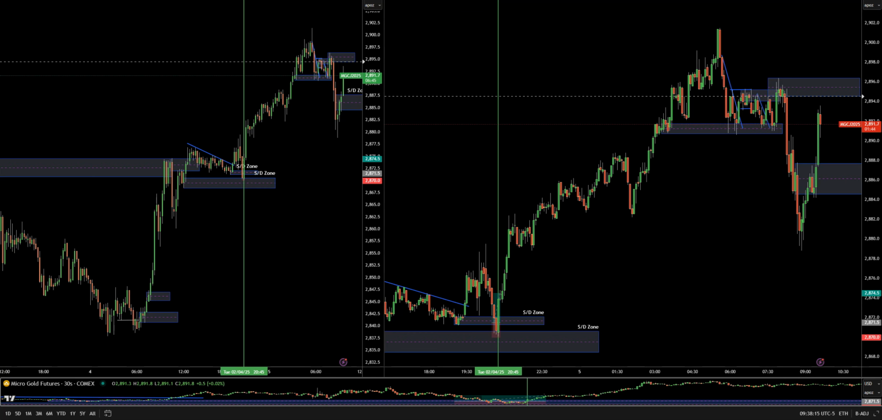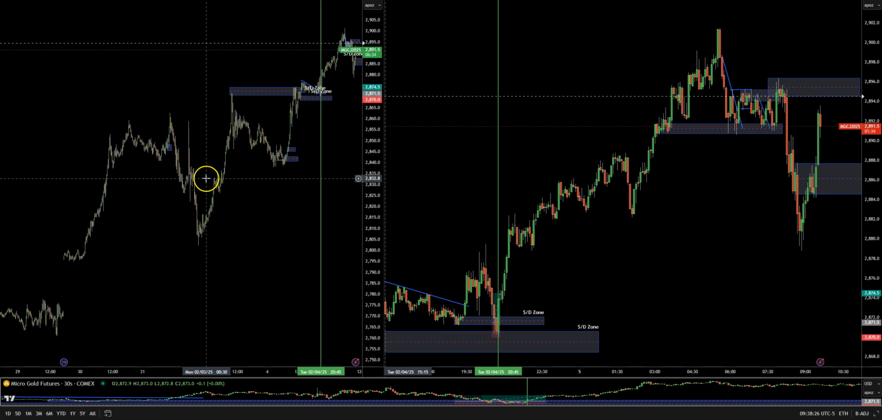Just wanted to go over this absolute banger of a trade we caught last night during the Asian session on gold. Here we have the charts marked up. The left chart's the 15, the right chart is the 5.